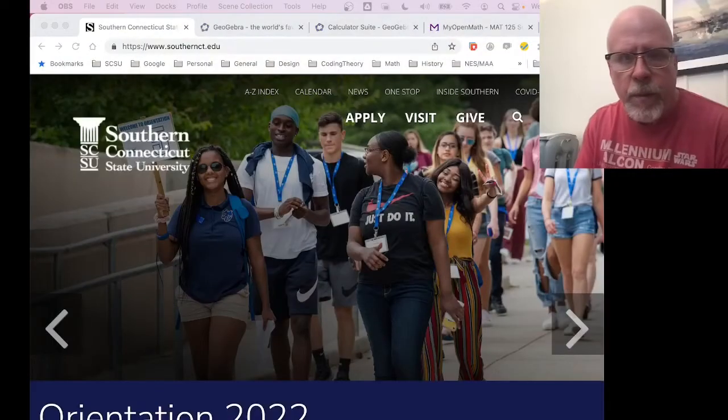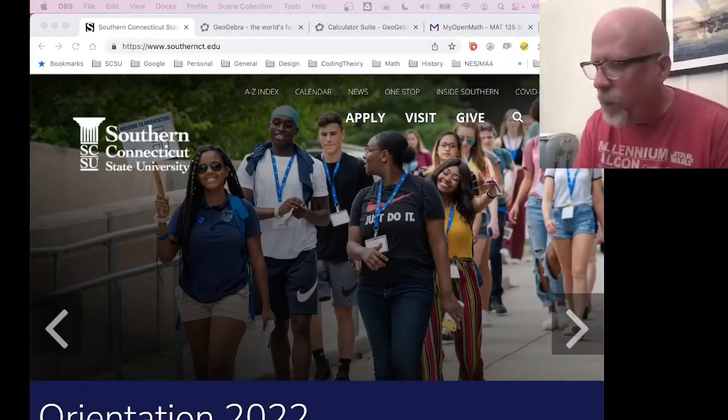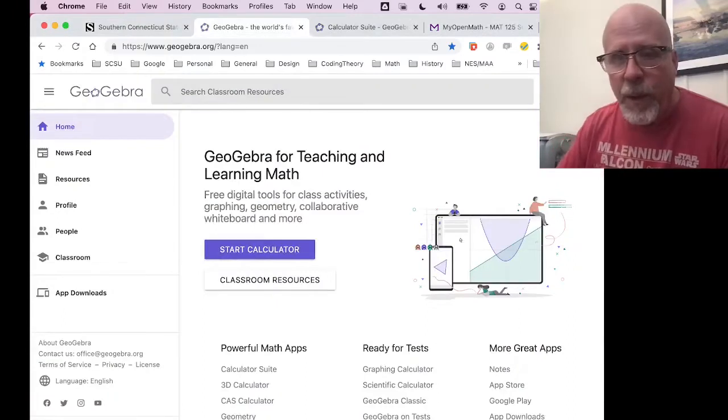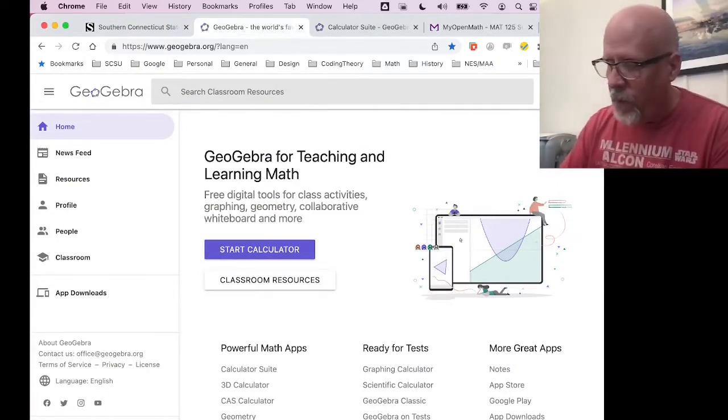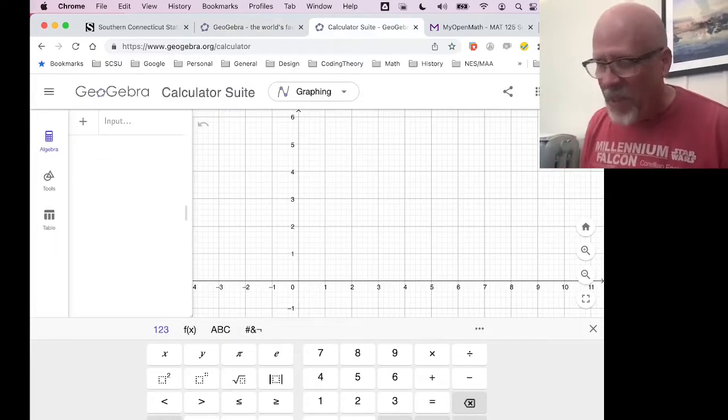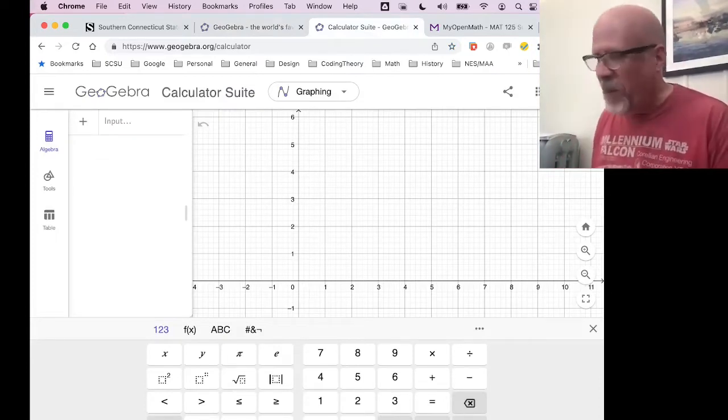I'm going to show you a screen that keeps my smiling face in the corner, but lets me display stuff in a web browser. The reason we've got this is I want us to use GeoGebra a lot. And so that's the main GeoGebra screen. If you go there, you hit the Start Calculator button, it'll start a calculator. I've already done that, so this is what it looks like after you hit Start Calculator.